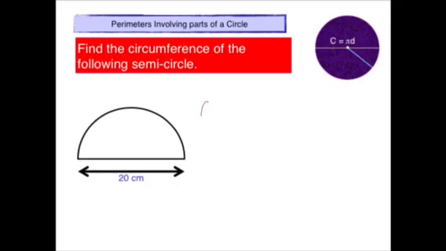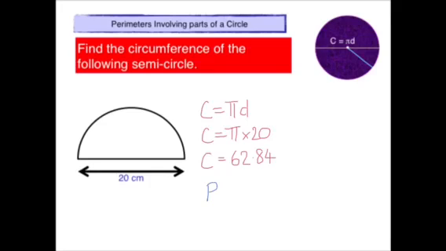So the first thing we want to do is find the circumference of the imaginary whole circle. So C equals pi d, and let's fill in. We know the diameter is 20, so C is equal to 20 pi. When we put that into our calculators, we get 62.84. But we don't want the circumference of the imaginary circle. We want the perimeter of this semicircle.